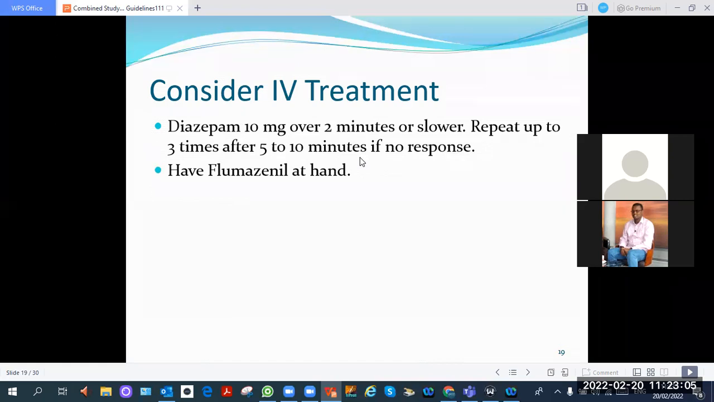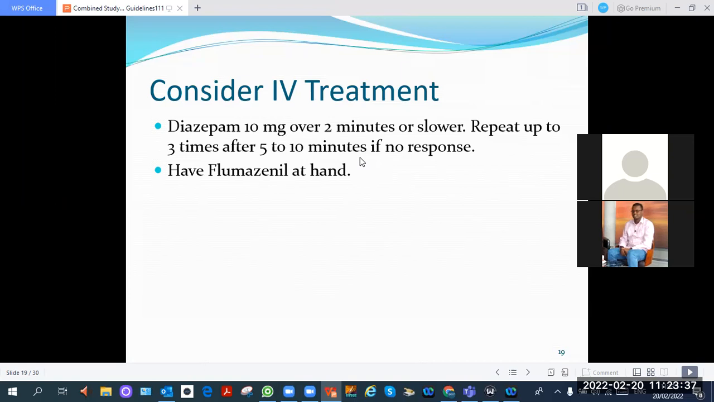If you end up giving it, give it as a very slow injection. For example, you have a 20 ml syringe, so you can dilute it in a 20 ml syringe and give 10 milligrams over 2 minutes. So you will give 5 milligrams per minute, and the patient will be restrained. The patient has to be restrained, otherwise you cannot. So the nurses and the other staff members will restrain the patient.